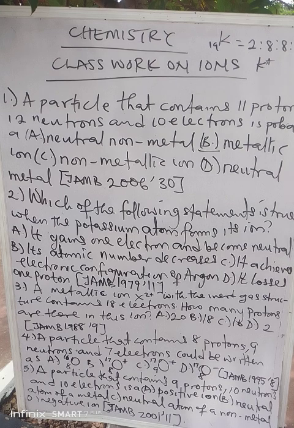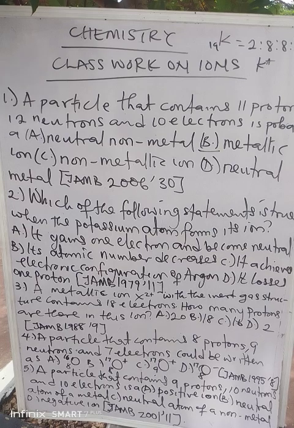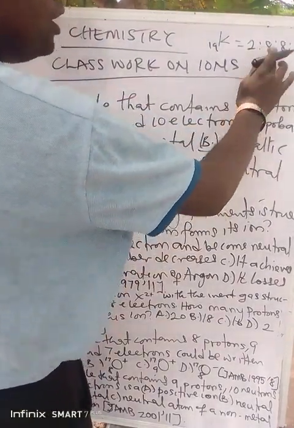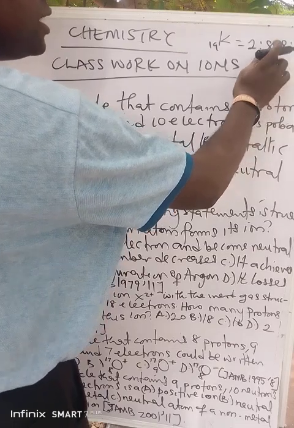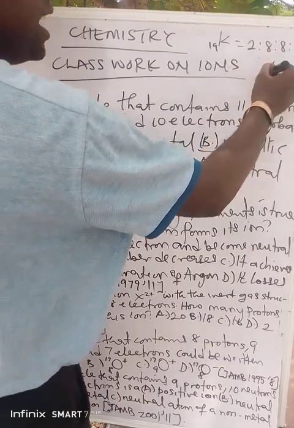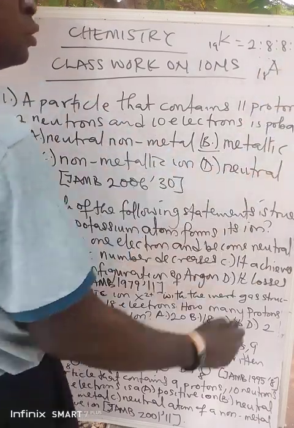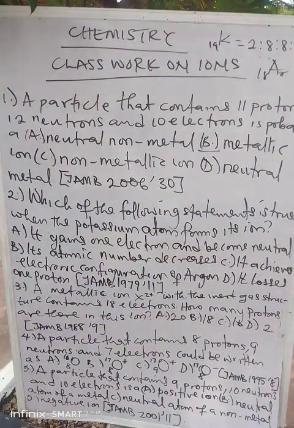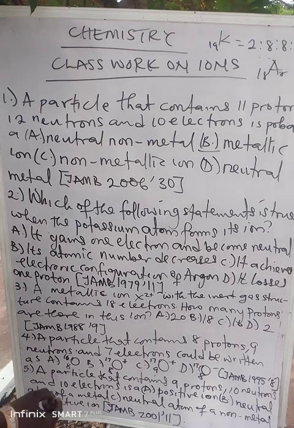C, it achieves electronic configuration of argon. Yes, that's the answer. When it loses this one, it now forms 2:8:8, which is 8 plus 8, 16 plus 2, that's 18. And argon is a noble gas, which is 18. So that is the answer. It attains, that's option C.